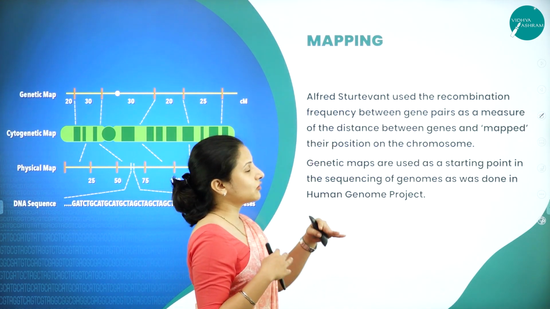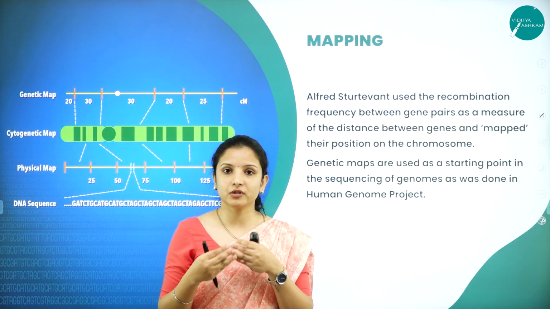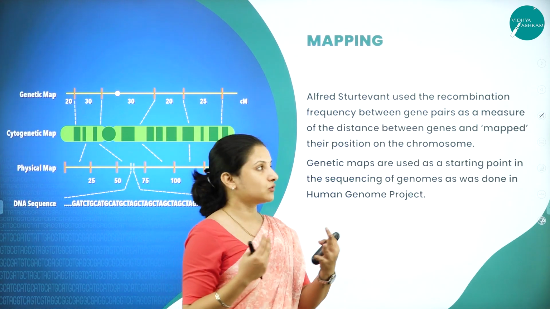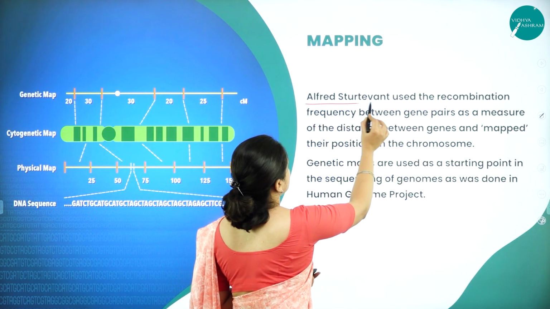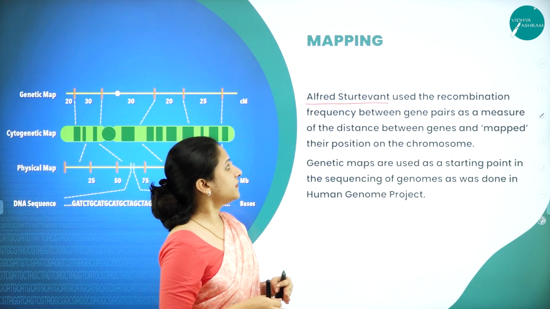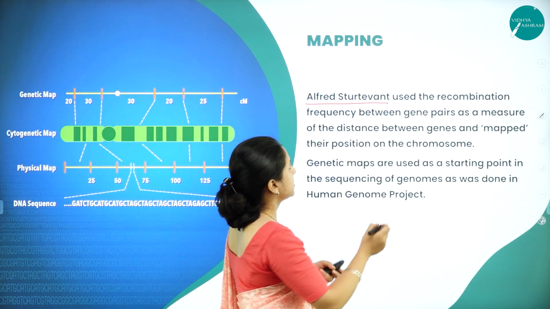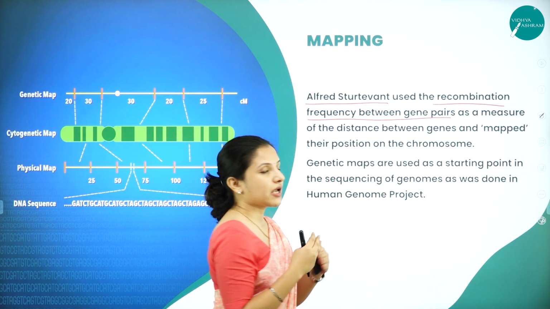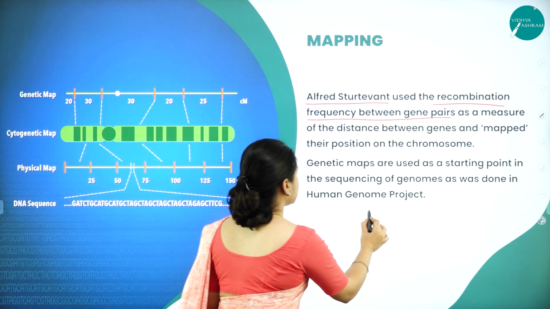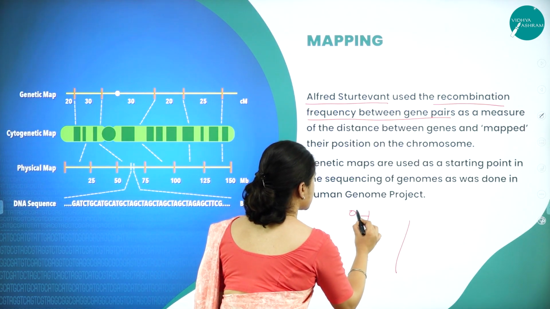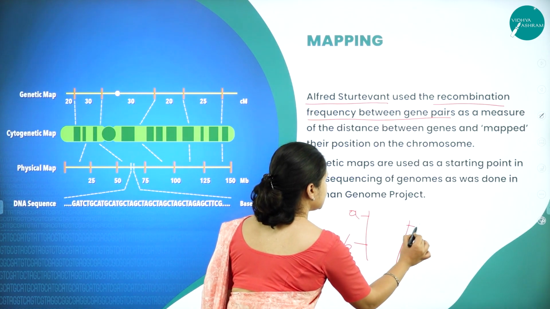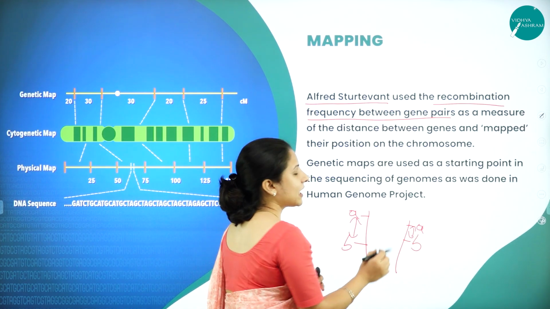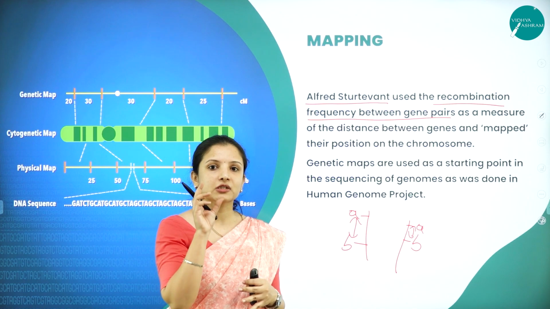To make it easier for other scientists who are experimenting on genetics to understand all that, Alfred Sturtevant used the recombination frequency between gene pairs to measure the distance. If these are the chromosomes and these are the different genes present on the chromosome, he started to measure the distance between the genes, exactly in which place of the chromosome the genes are located.